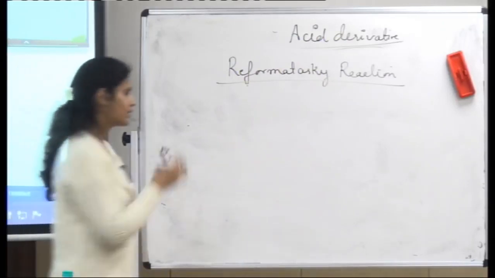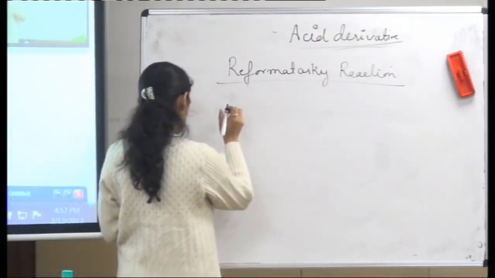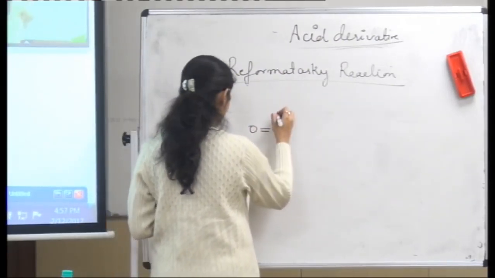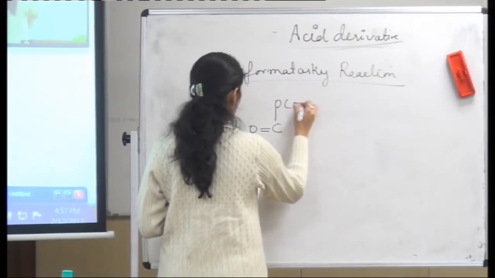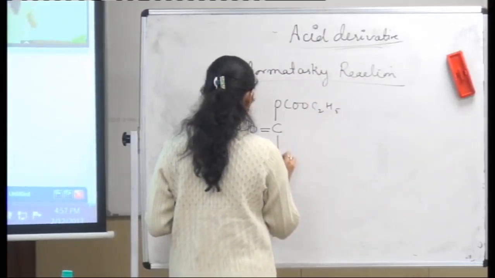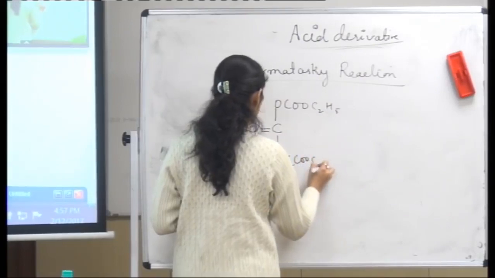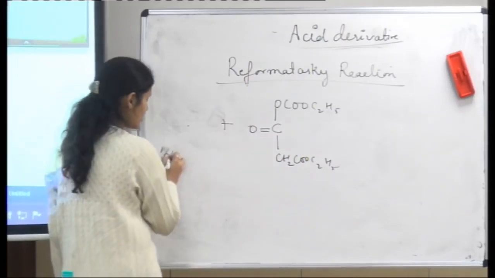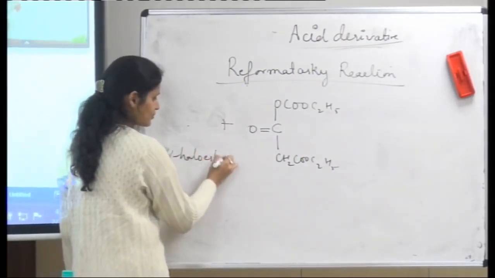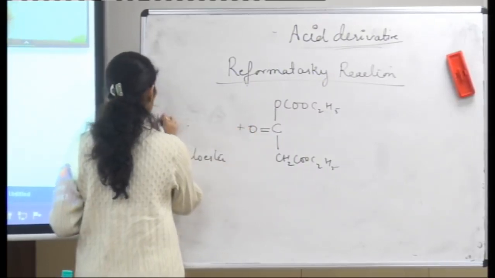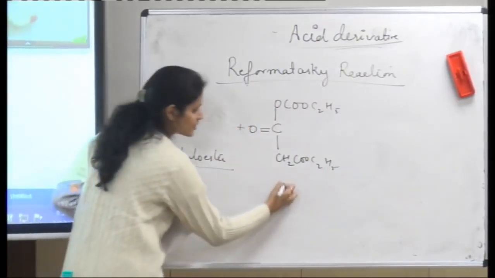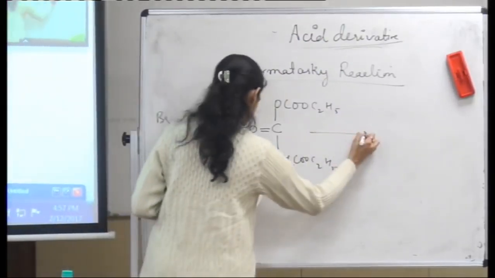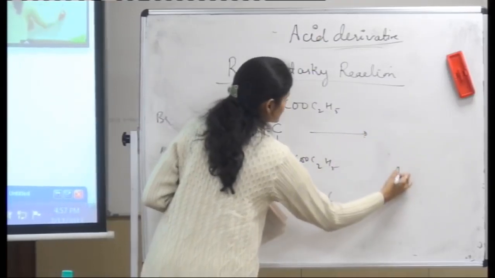Reformatsky reaction. All right. Whenever you combine an aldehyde with an ester, an alpha halo ester, CH2COOC2H5, right? This is the foremost condition, that first you will have an aldehyde or a ketone. When it reacts with an alpha halo ester, it will result in the formation of an acid, a carboxylic acid.